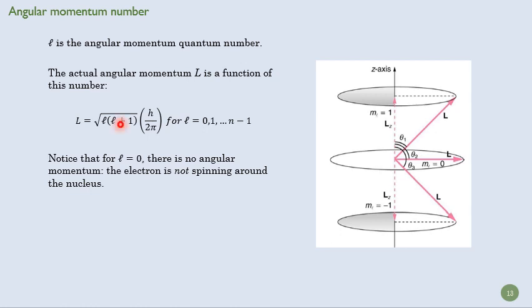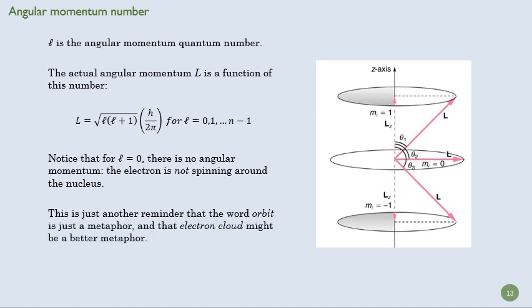For L equals 0, if we throw that in this equation, we see that big L, our angular momentum, is actually equal to 0. And that means it's not spinning around the nucleus. So we tend to think of things as spinning, but again, that electron cloud model is probably a more accurate one. And so when L is equal to 0, there actually is no spinning. So that L is the angular momentum quantum number.